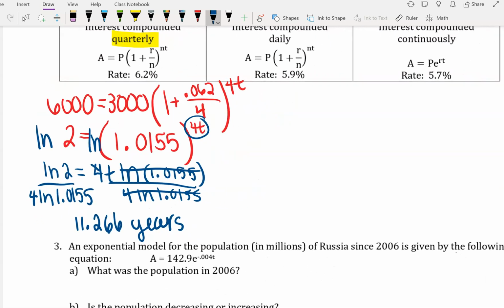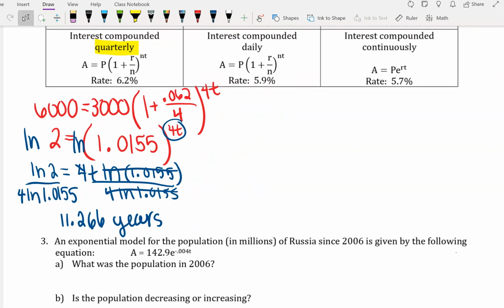All right, we are going to do that exact same thing, except we now have a different rate and a different n value. It's now going to be compounded daily, and our rate is 5.9%. So same thing though. I'm going to skip this step. No, that's okay. I won't skip. I'll show all my work.